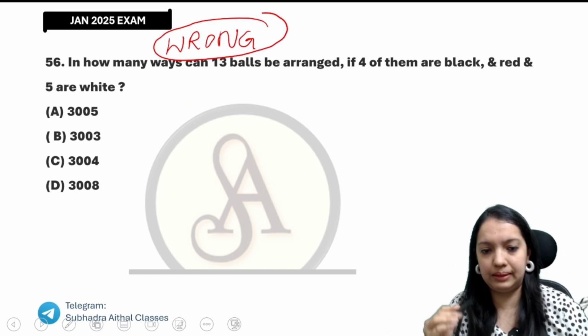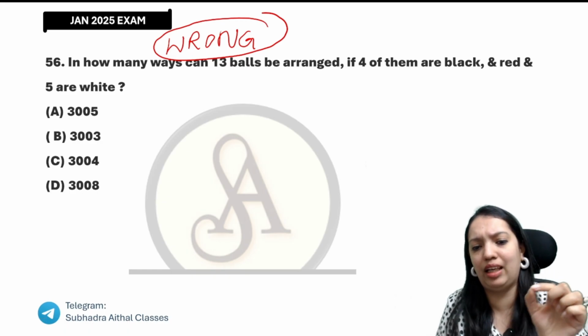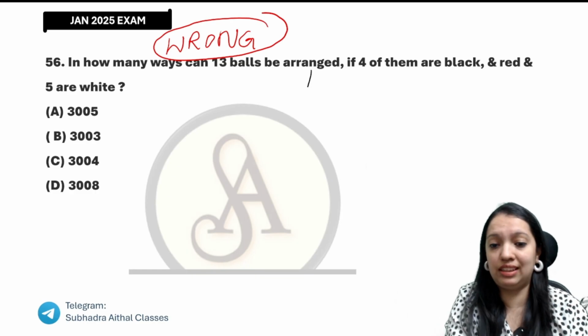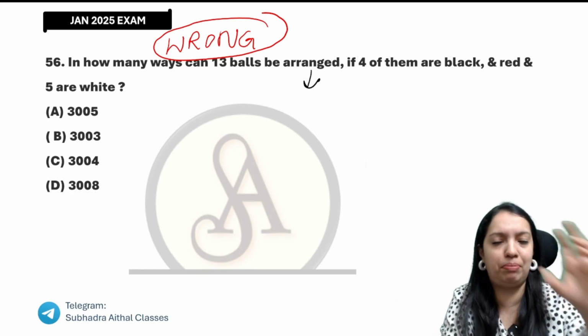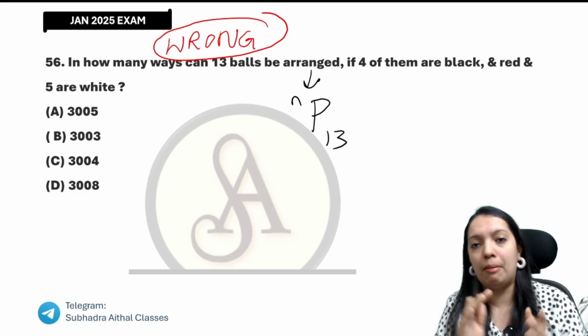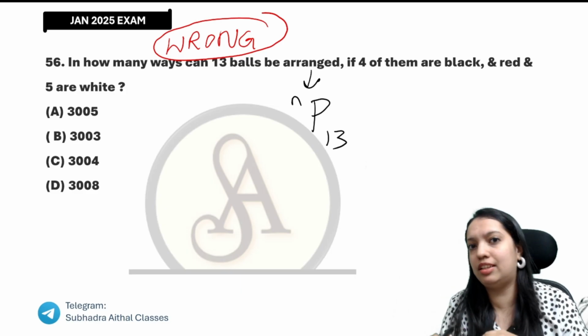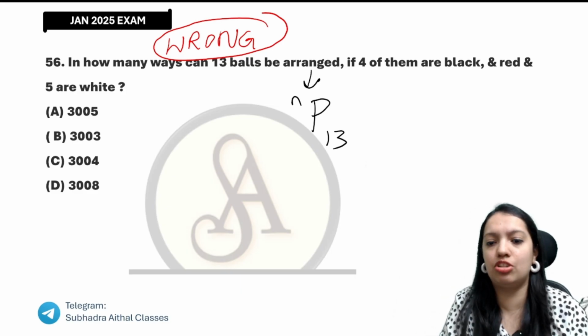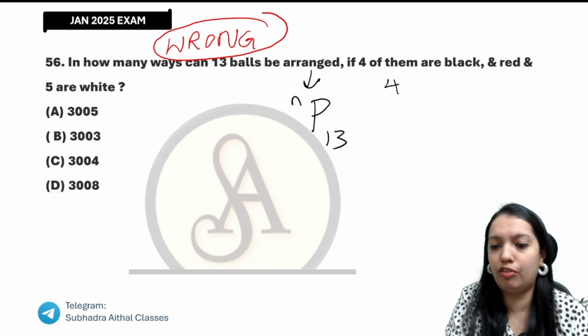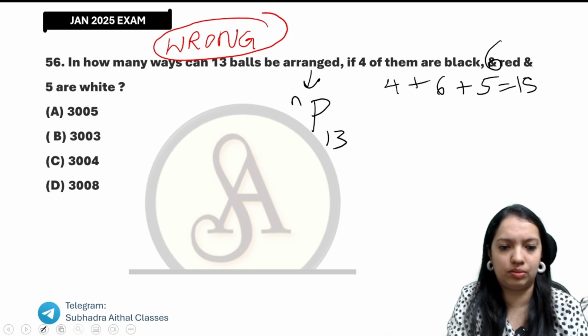Next, this is a question in which you should get the grace marks. How many ways can 13 balls be arranged? Whenever we see arranged, it has to be 13p something, but it is np13. But 4 of them are black, some are red, 5 of them are white. There is no way that I can arrange them because when I count them, 4 plus 6 plus 5, I am getting 15. So we will not get the answer. This is a wrong question.